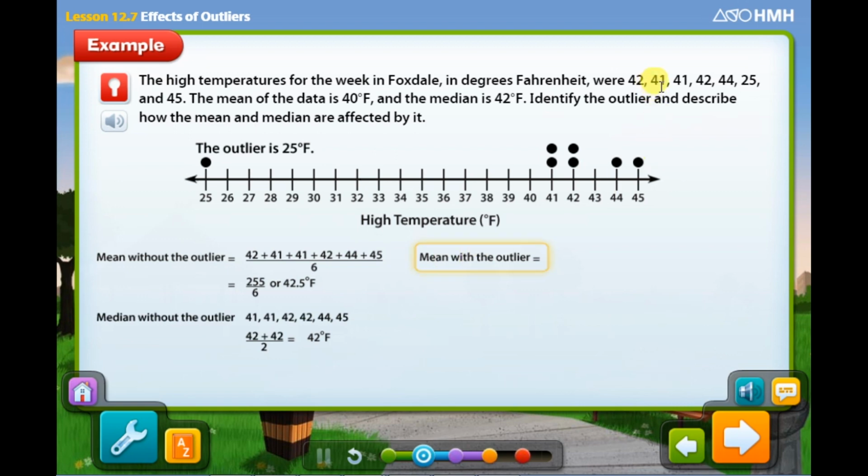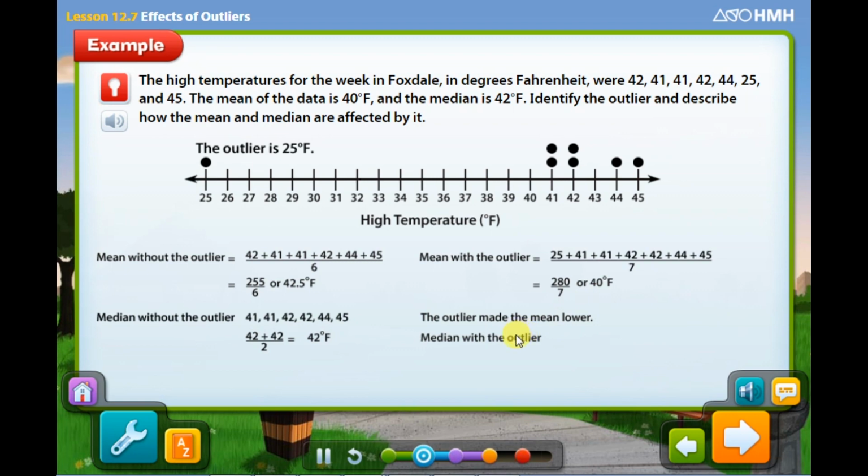So now, if I put the outlier, which is 25, with it, that will be 7 numbers in all. So we will add them to find the sum, then we divide it by 7. The mean with the outlier is 40 degrees Fahrenheit. As he said here, compare the mean with the outlier to the mean without the outlier. 40 degrees Fahrenheit is less than 42 5/10 degrees Fahrenheit, so the outlier made the mean lower.